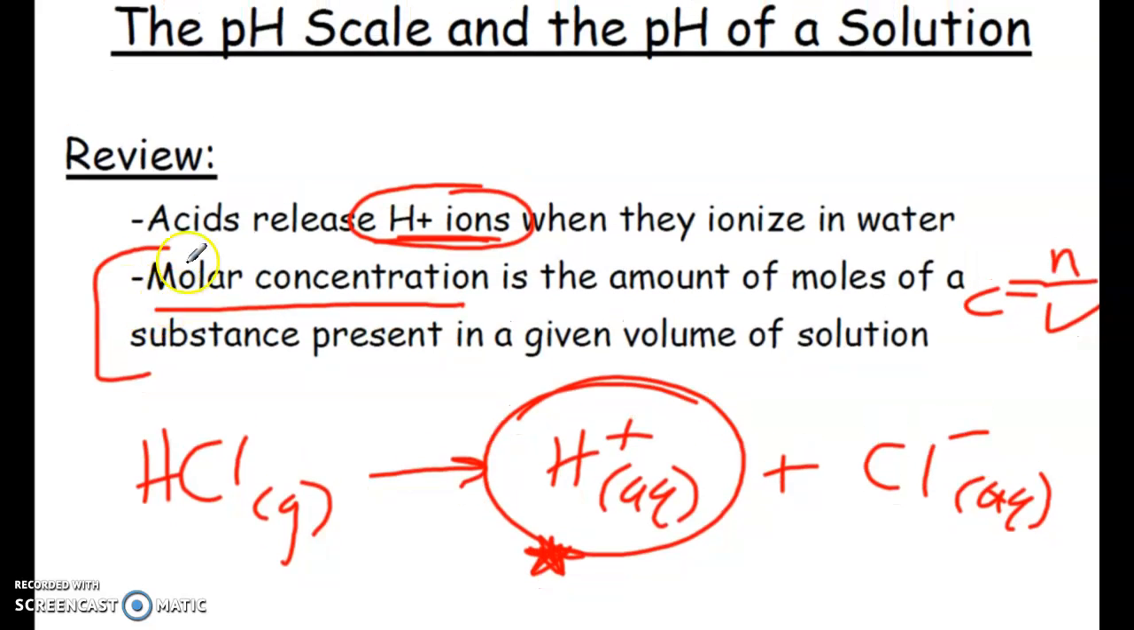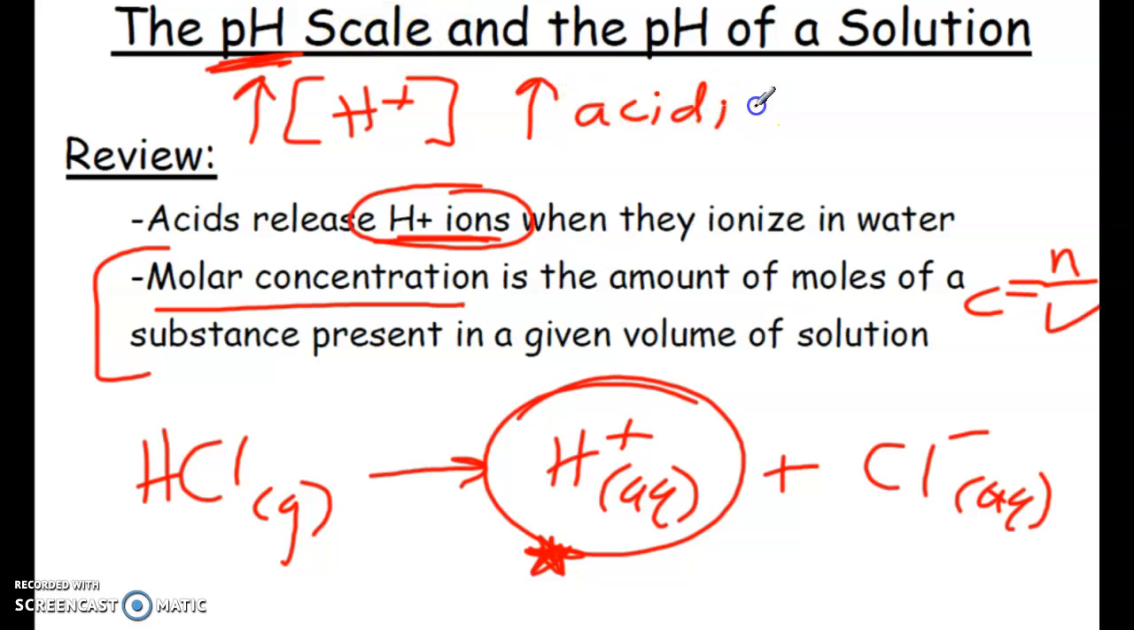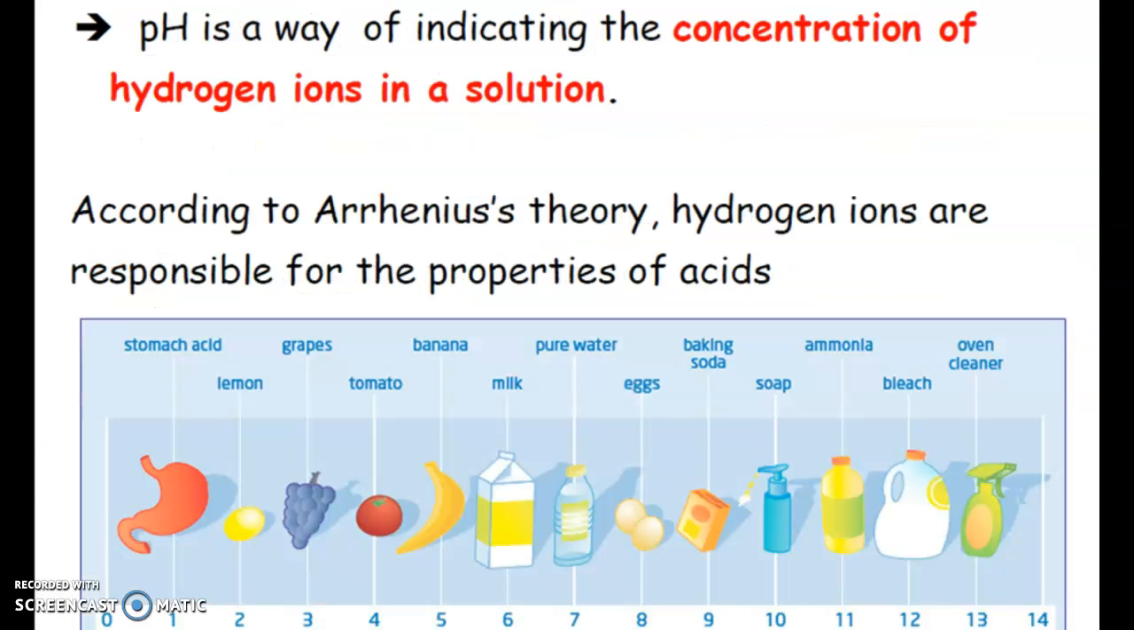The reason why we're going over molar concentration is that the pH scale is really based on hydrogen ion concentration. Typically, the more ions that are in solution, the more acidic it is, and the pH is actually the opposite. It is lower on the pH scale the more acidic a solution gets. We're going to review all that.